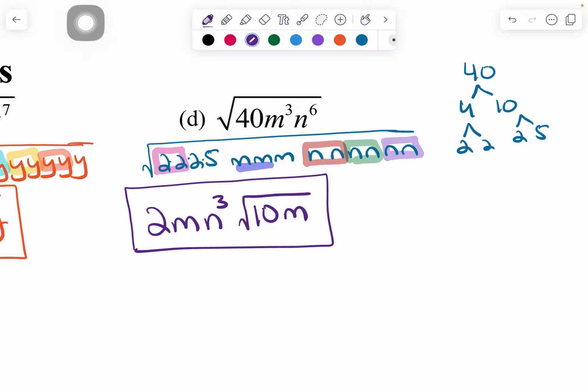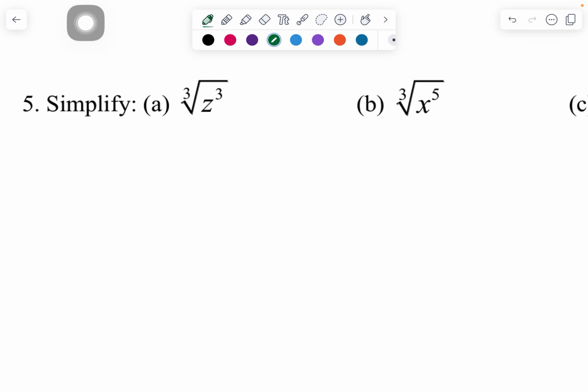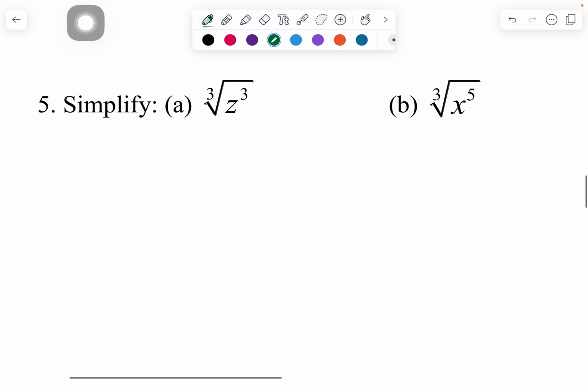There we go. All right, so that's the first part. Let's see what happens on question number 5. So staying in the same world of things, but here's the difference: this time we're looking at cube roots. So if I look at the cube root of z cubed, 1, 2, 3 z's, and I cross mine so they don't look like 2's.